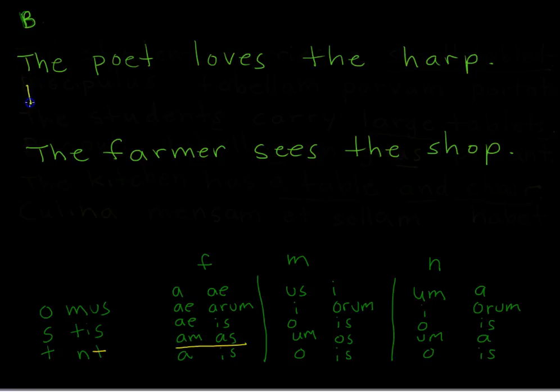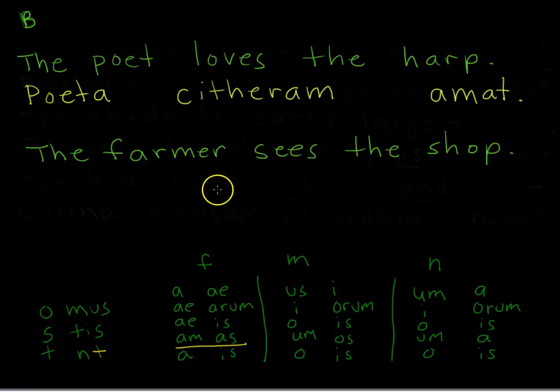All right, the poet, poeta. The poet loves. Amo, amas, amat. Amat, he loves. And he loves the harp. Harp is cithara, but in accusative, it's citharam. That was pretty easy. I wonder if you got that one 100% right. I bet you did. Looks like I might have spelled citharam incorrectly. Nope, I spelled it right. They spelled it wrong in my teacher's guide.